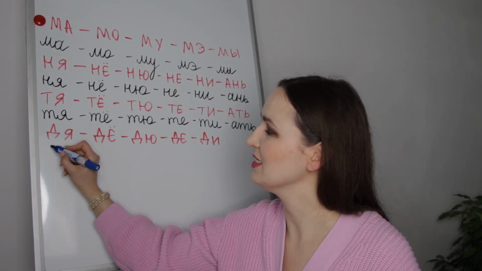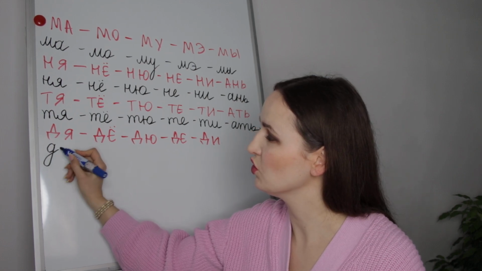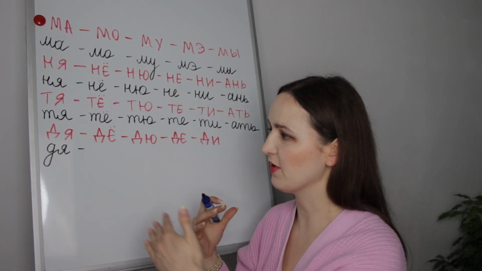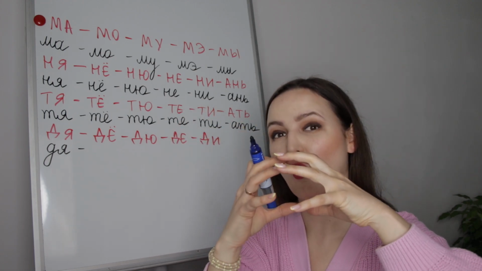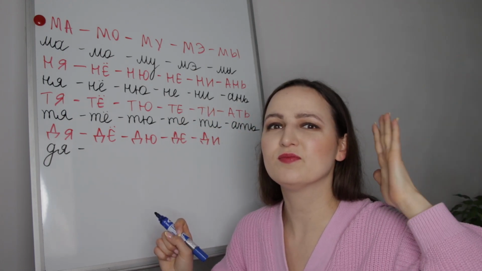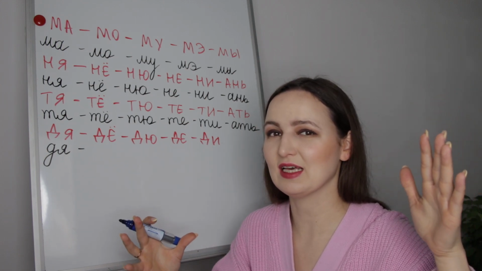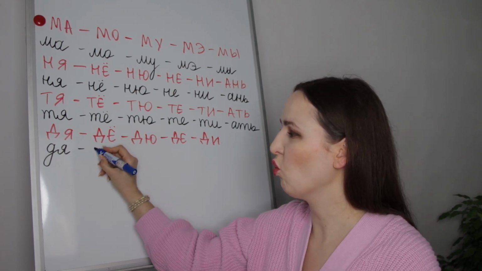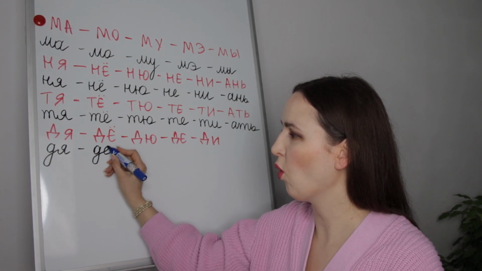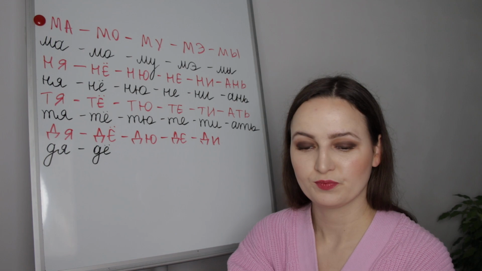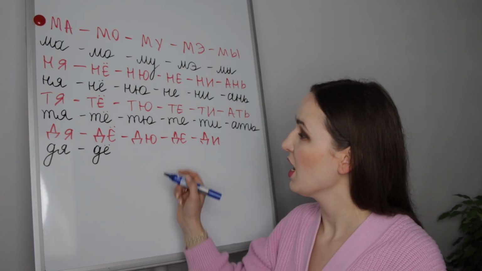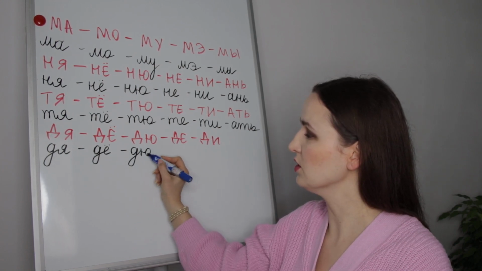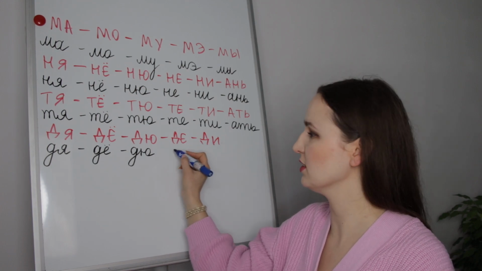Дя. This is the one, two, and connect it with я. If you are a very beginner in cursive, I have a whole course from the beginning till the end. You will find this playlist on my channel. Дя. Дё. Окей. Дю. Like this. And create a connection to continue writing this word.